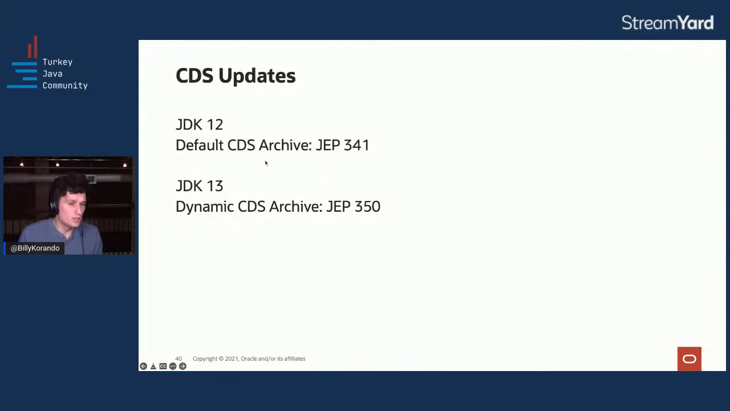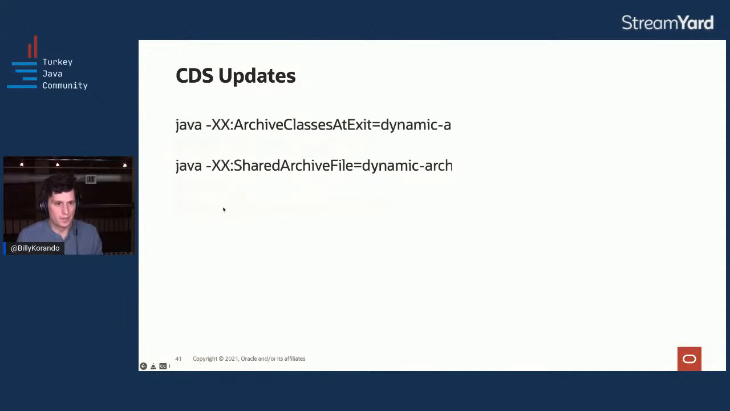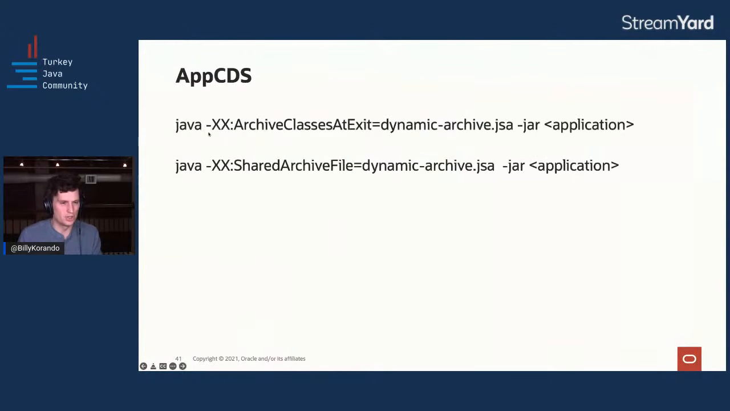In JDK 12, they also added a default CDS archive, so now everyone always gets access to this core CDS. And in JDK 13, we made app CDS a lot easier to work with by providing two commands, where you just do Java archive classes and exit.